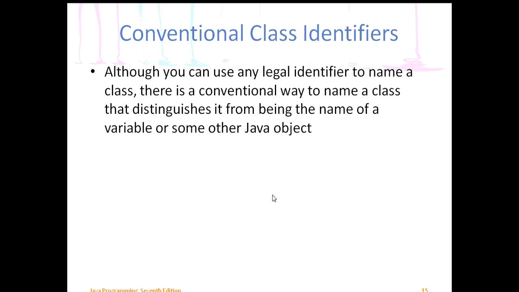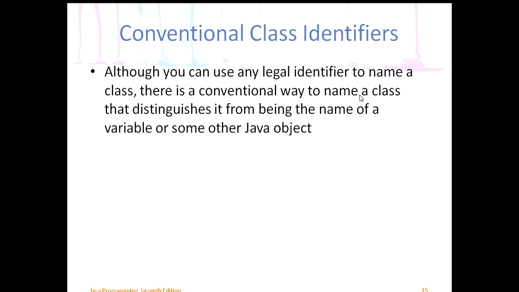there's a conventional or a normal way that most programmers name their classes. And so that's what we're going to do in our class. Although you can use any legal identifier to name a class. In other words, you could name it anything that's legal and the compiler will not care.